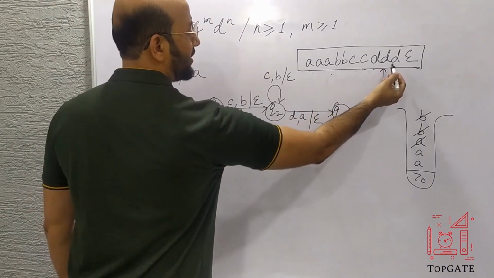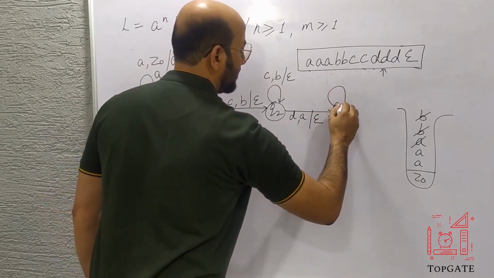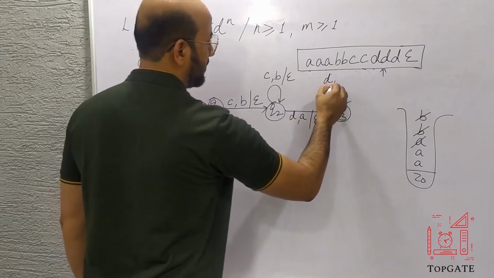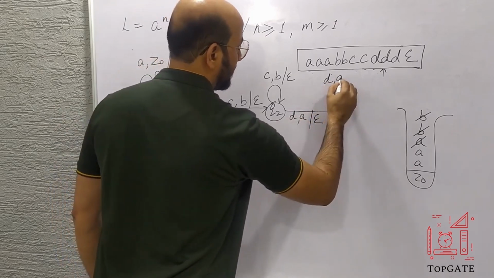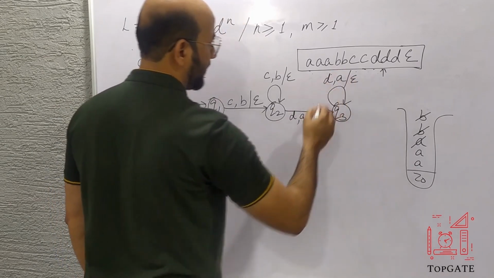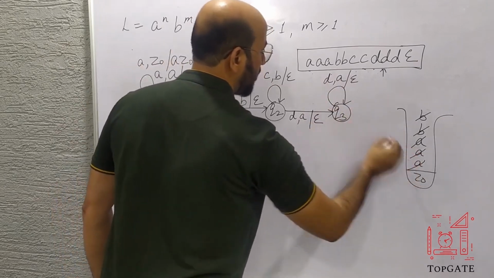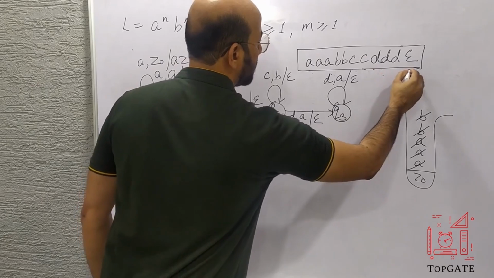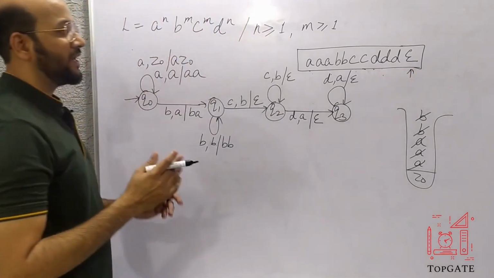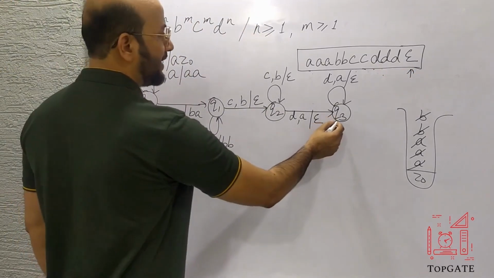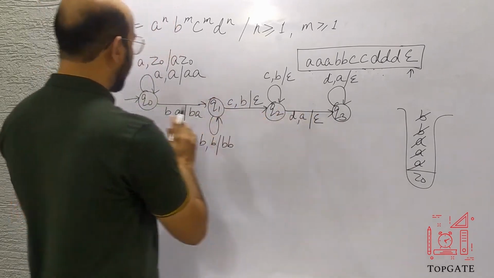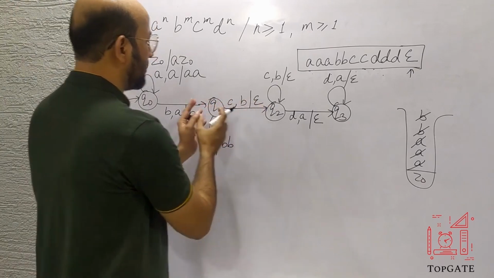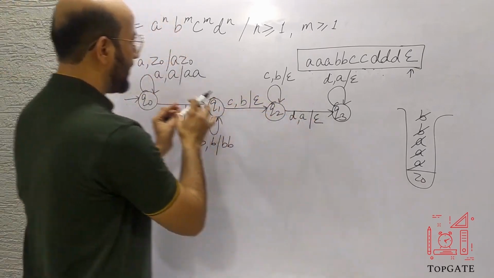Now we have several D's here, so I'll take a self loop here, and write: the element to process is D, the top stack element is again A, and we are popping it. So all the A's will be popped with this transition, and this pointer will now move on to epsilon. That means the string has ended now. So from here I'll take a move for epsilon. All the A's are pushed in, all the B's are pushed in, and then C comes, B's are popped out, D comes, A's are popped out.